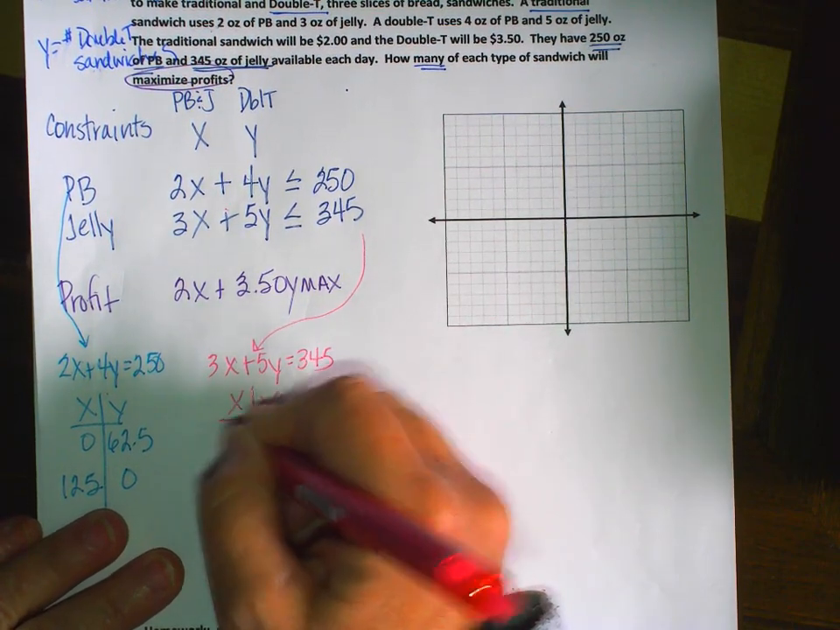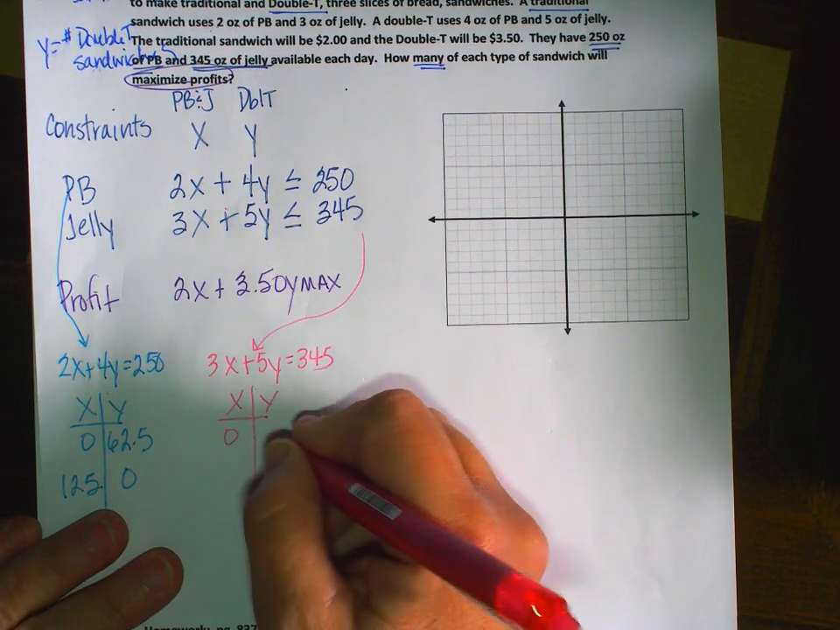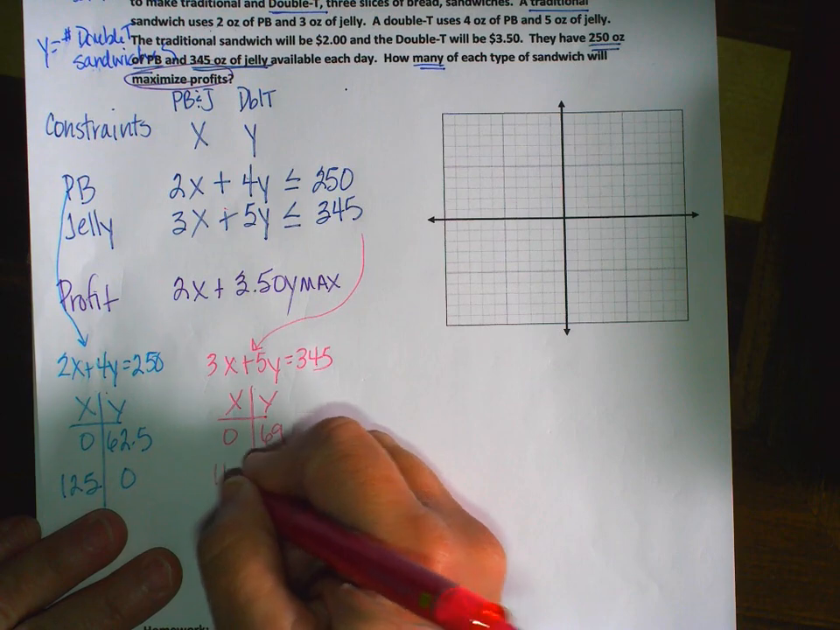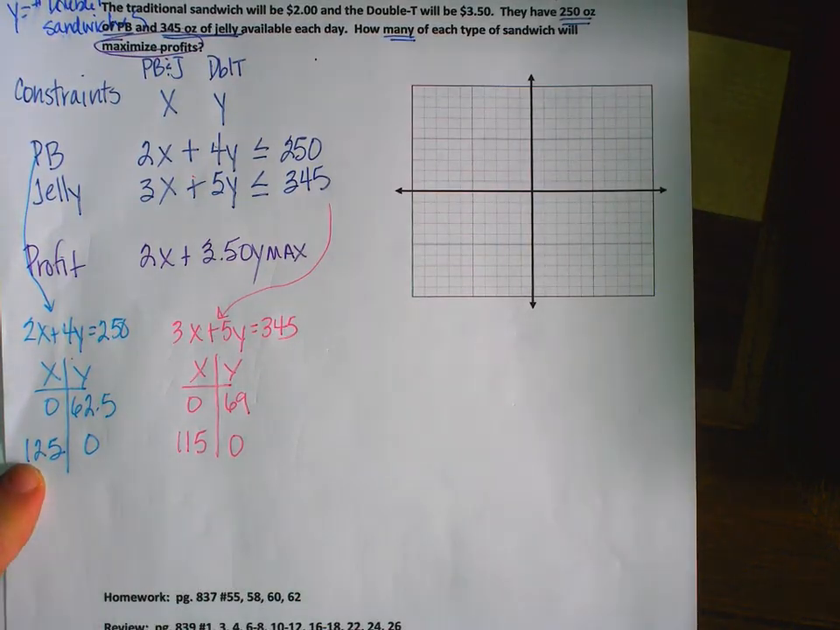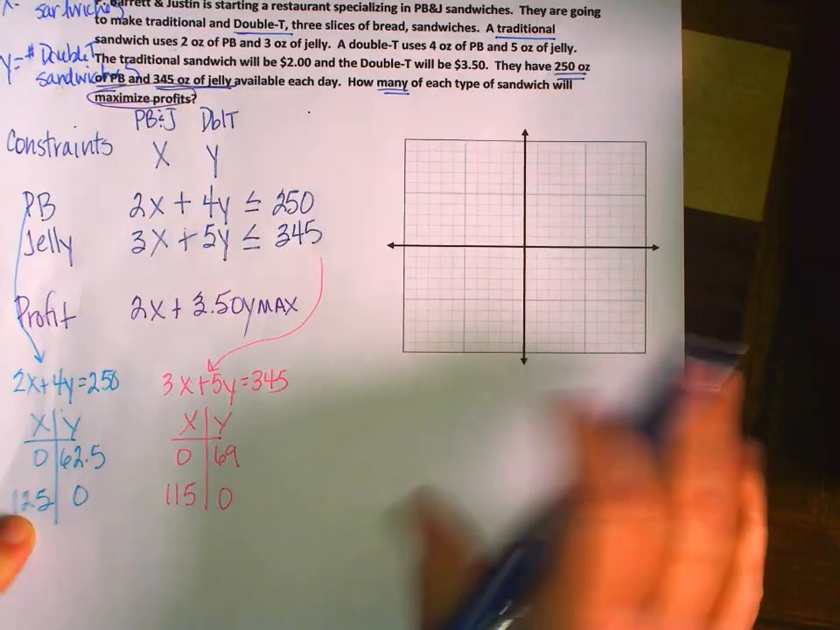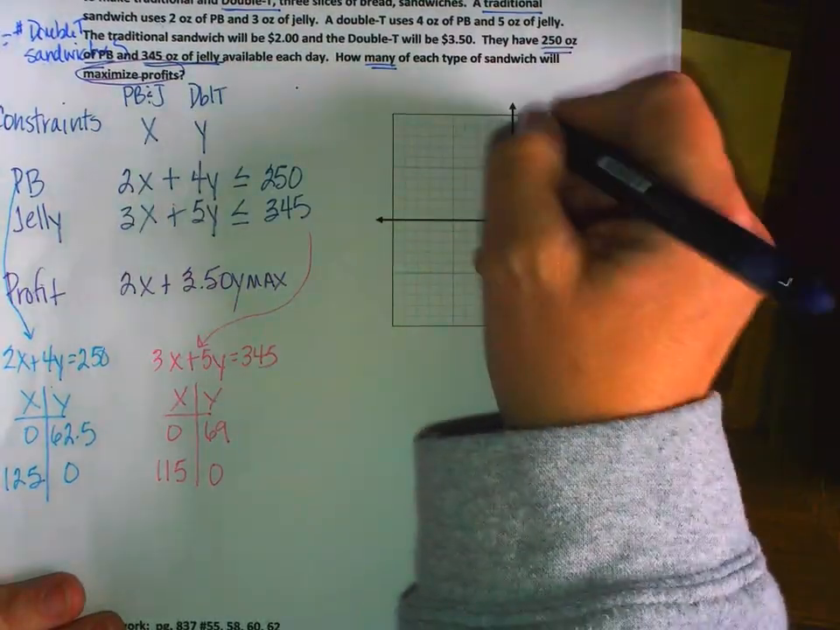If my x is 0, my y is going to be 69. And if my y is 0, my x is going to be 115. So my values go up to 125. I use that information to figure out how I'm going to scale my graph. And I'm going to go up to, I think, 150 at the end.